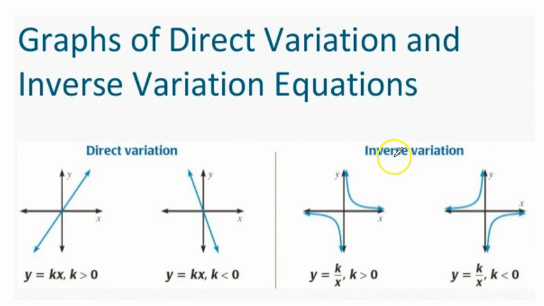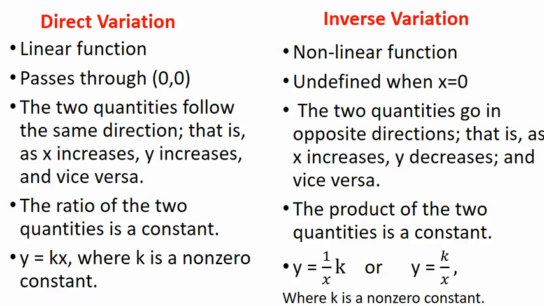But the graph of inverse variation is non-linear. It is like a curve, but if you see, it is divided into two parts. Why? Because x is in the denominator, so when x is 0, the graph is undefined. That's why there is a jump, okay? Whether it's positive or negative. So that's what it looks like when you graph them.